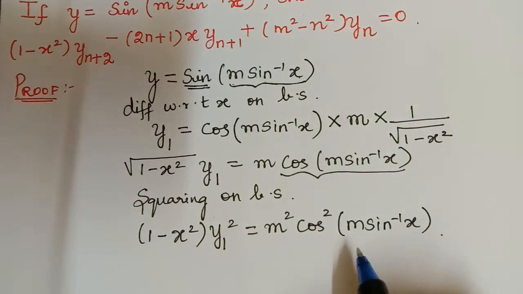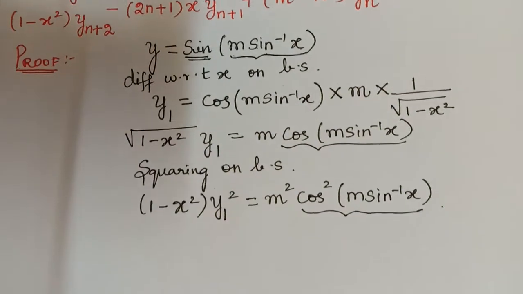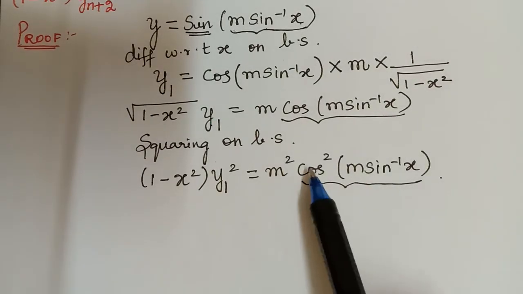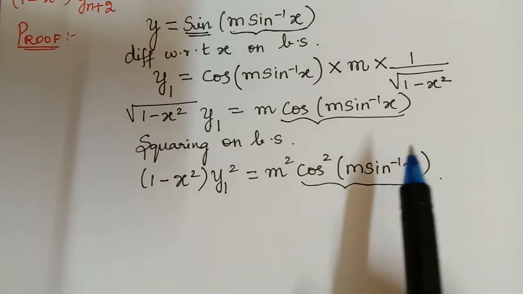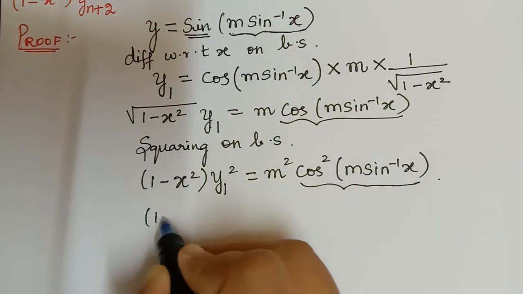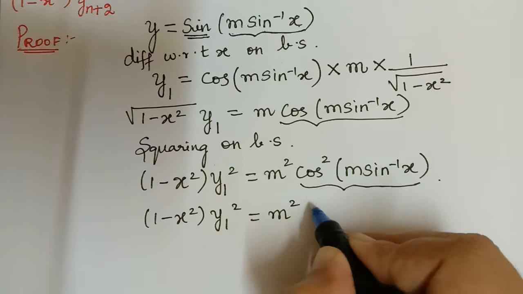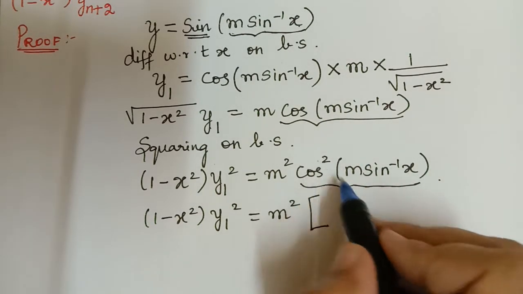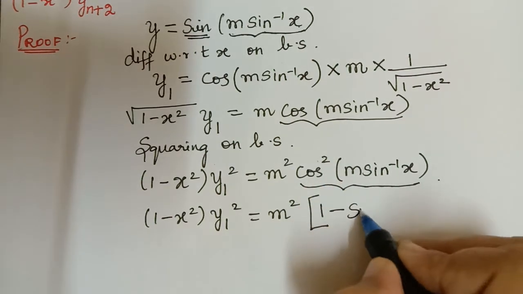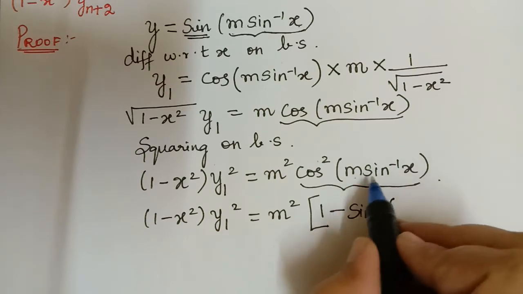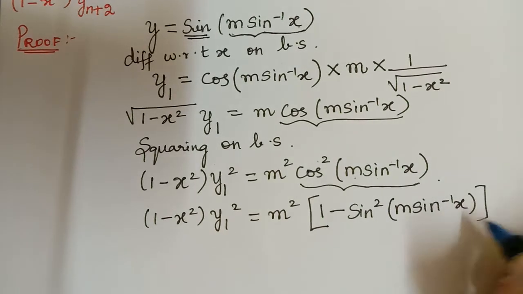Now by using the trigonometric formula, we know that sine squared theta plus cos squared theta is equal to 1, and so cos squared theta will be equal to 1 minus sine squared theta. So this will become 1 minus x squared multiplied with y1 squared equal to m squared multiplied with, as I told you, cos squared theta is 1 minus sine squared theta. Now here we will be having 1 minus sine squared. Instead of theta we are having m sine inverse of x, so we have to write that. So m sine inverse of x. Hope you have understood this.